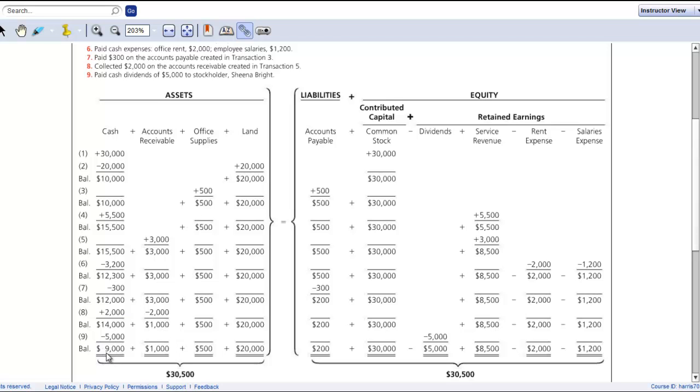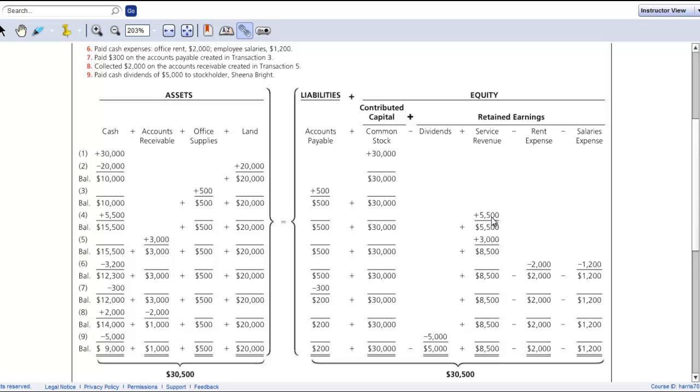We go all the way down, and at the very end, on the last day of this accounting period, this is the balance. We have $9,000 of cash, $1,000 of accounts receivable. Remember, that's like an IOU that people owe us. We have $500 of supplies. We treat those as an asset because we haven't used them yet. Once we use them, they ultimately become an expense. And we have $20,000 of land. We have $200 of liabilities, $30,000 of common stock, dividends of $5,000, and our service revenue balance is $8,500.